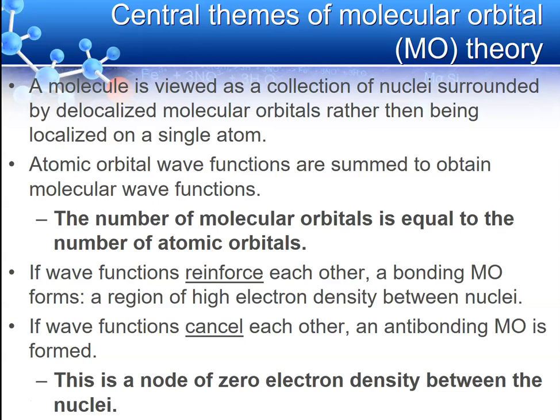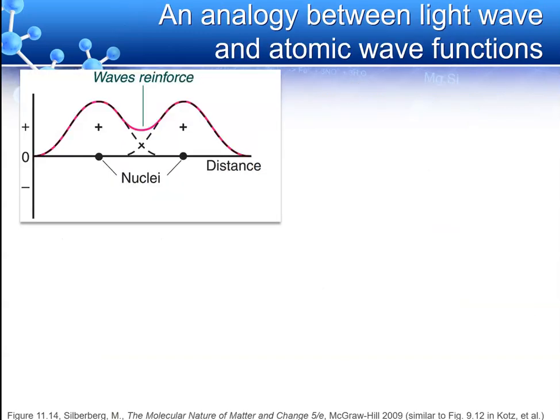And just like valence bond theory, the number of molecular orbitals is equal to the number of atomic orbitals that we started with. But because they're waves, we can have wave functions that reinforce each other. And that means we have a bonding molecular orbital, or a region of high electron density between the nuclei. If the wave functions cancel, we have an anti-bonding molecular orbital. And that means there's a node of 0 electron density between the nuclei, and that means we will not find an electron there.